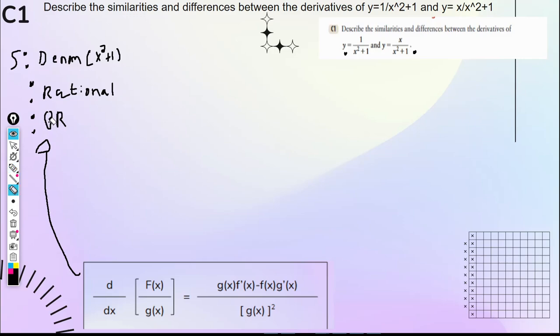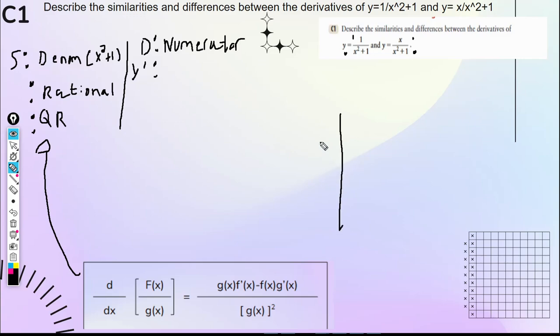Let me just erase the Q. We'll put capital. Okay. So that's our similarities. The differences we see are the numerator, right here. And another difference is that it's going to have a different derivative outcome. Let's do it right here.